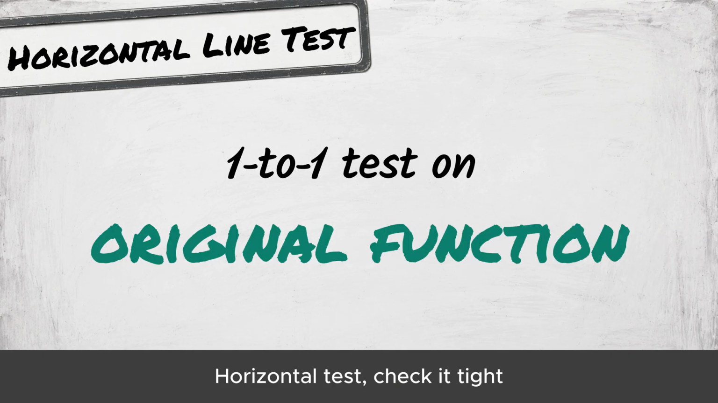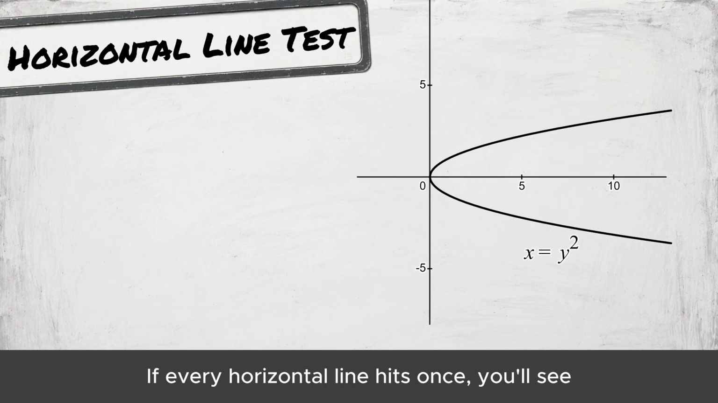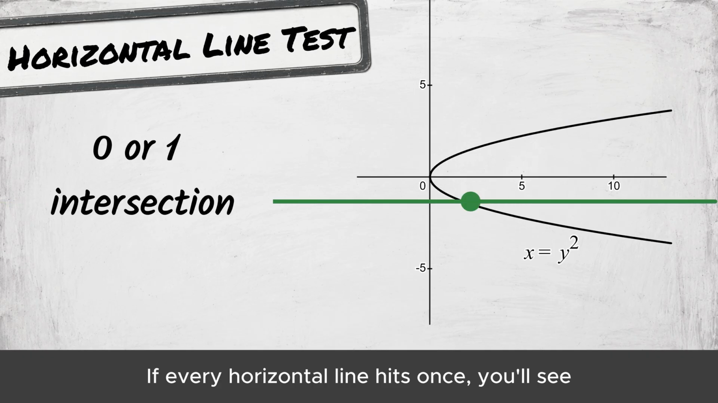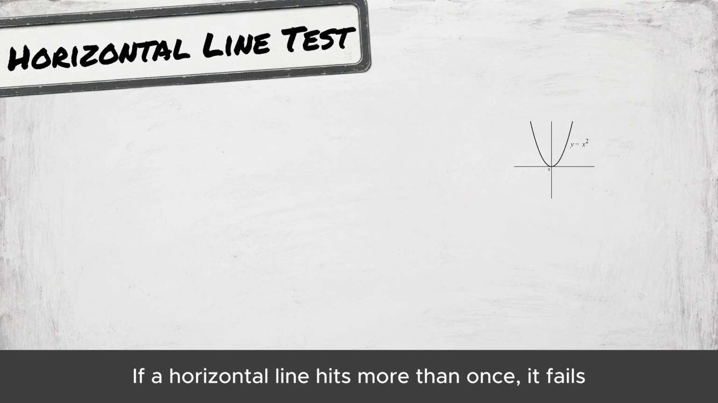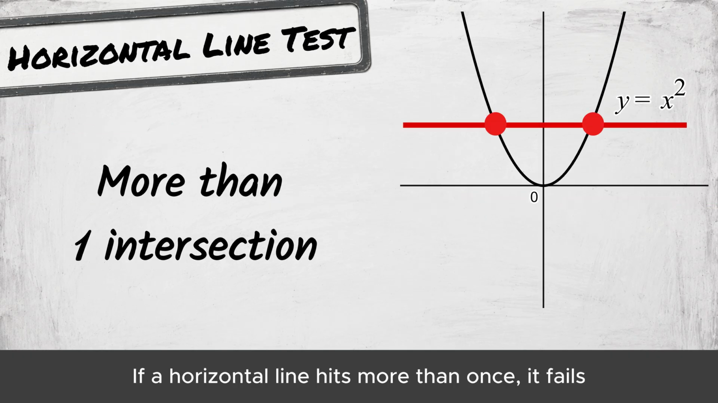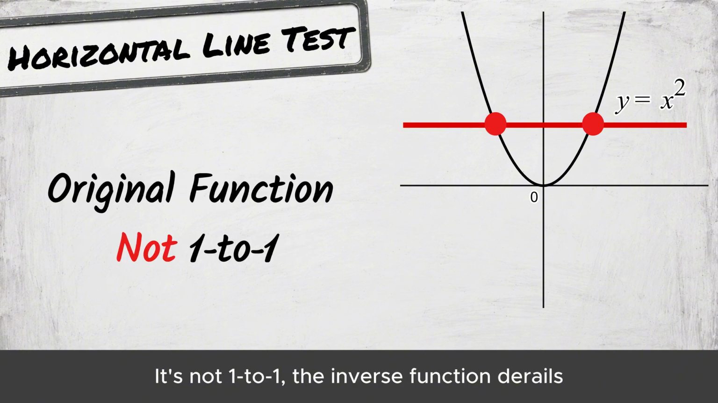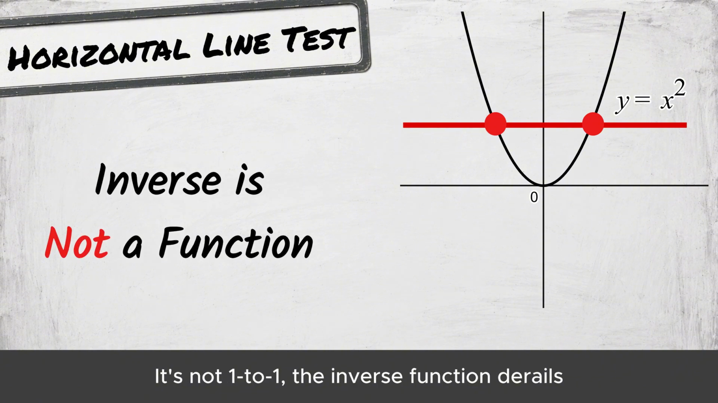Horizontal line test, check it tight. If every horizontal line hits once, you'll see an inverse function can exist indeed. If a horizontal line hits more than once, it fails. It's not 1-to-1. The inverse function derails.